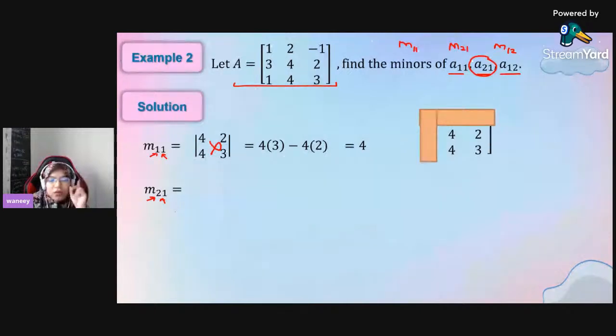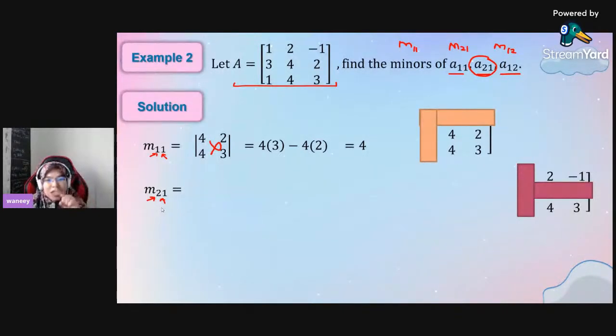So second row, first column. Okay, so again, copy down the matrix, but this time delete second row, delete first column. Okay, so we have 2, negative 1, 4, 3. So you have to take this determinant. Okay, so take the determinant of 2, negative 1, 4, 3.